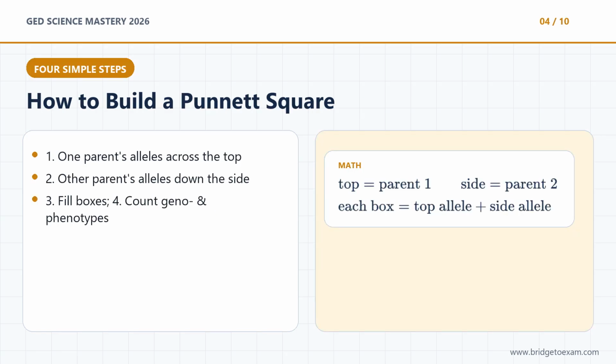Building the square is a simple routine. Step 1. Write one parent's 2 alleles across the top. Step 2. Write the other parent's 2 alleles down the left side. Step 3. Fill each of the 4 boxes by combining the letter from its top with the letter from its side. Step 4. Read the results. Count the genotypes and count how many show each phenotype. 4 boxes, 4 steps. Let's fill one in together.